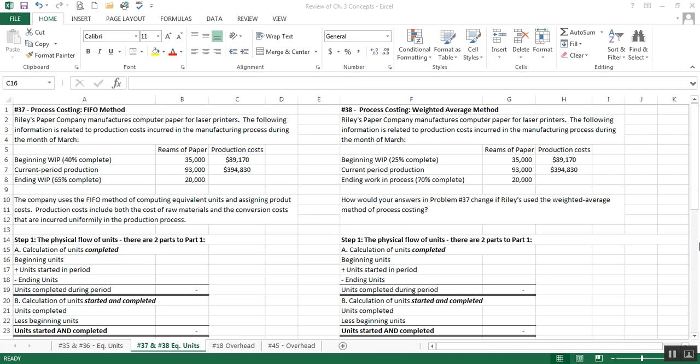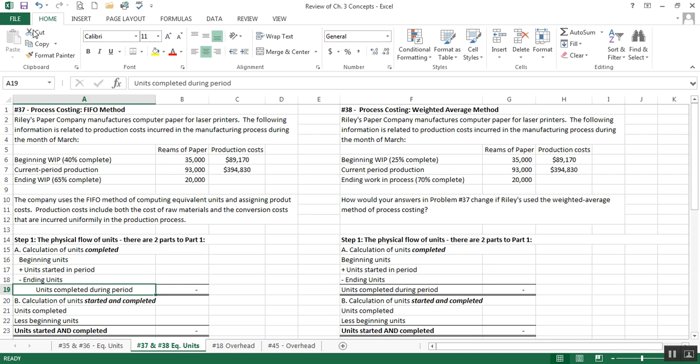I got cut off on the previous video. So let's go back to 37 and 38 where we're talking about reams of paper. It's going to be the same process that we just went through for problems 35 and 36. So there's 4 steps in the process. We're going to start with step 1, of which there are 2 parts.